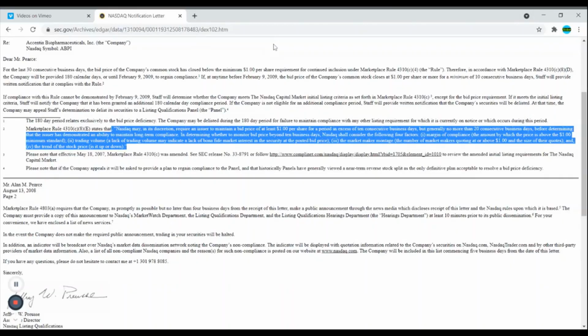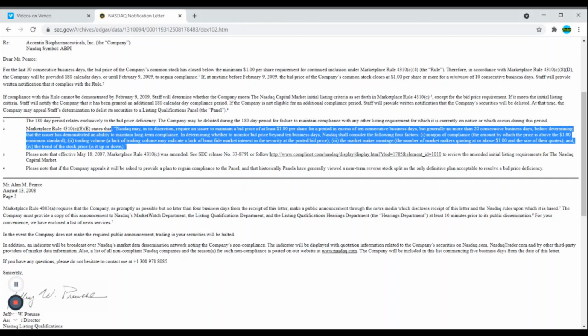So let's check that out. For the Nasdaq notification letter, this is what I found in the research. Nasdaq may, in its discretion, require an issuer to maintain a bid price of at least $1 per share for a period in excess of 10 consecutive business days, but generally not more than 20 consecutive business days, before determining that the issuer has demonstrated an ability to maintain long-term compliance. This is a major deal when it comes to penny stocks, when it comes to the dollar. In determining whether to monitor the bid price beyond 10 business days, Nasdaq shall consider the following four factors.